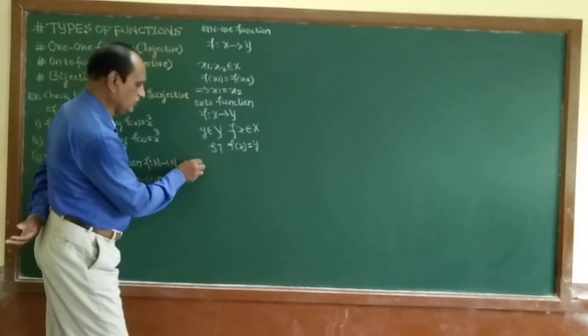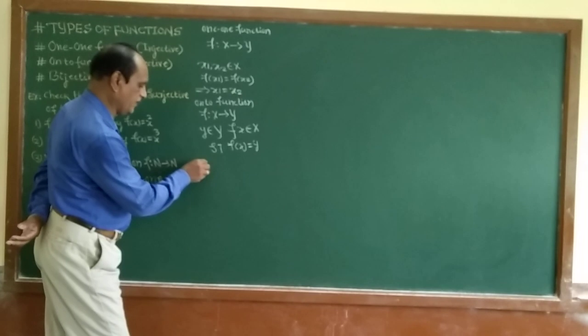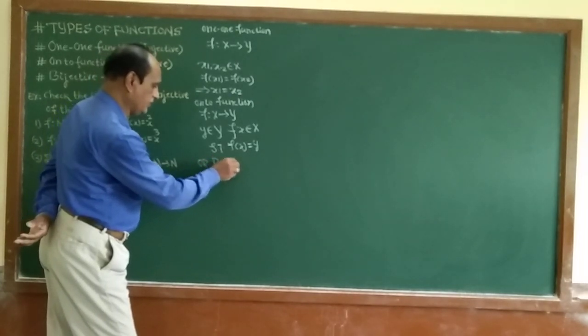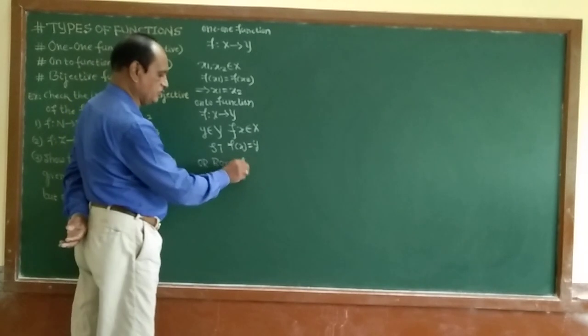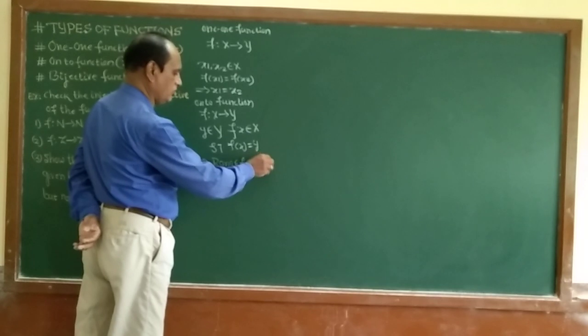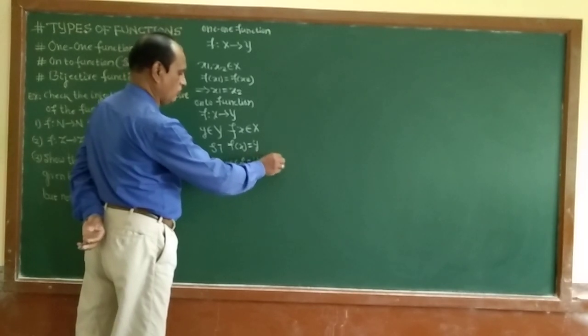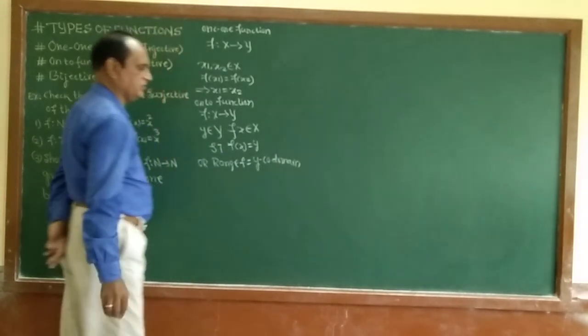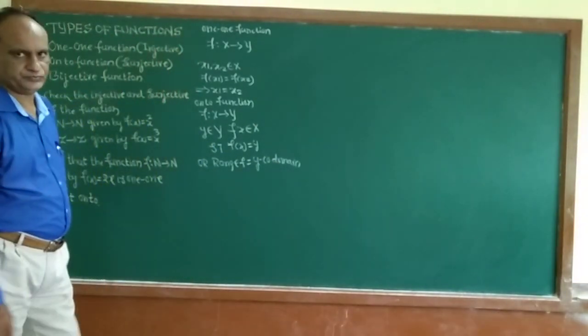Or another definition: the range of the function f is equal to Y, the codomain. If the range equals the codomain, therefore the function is onto.